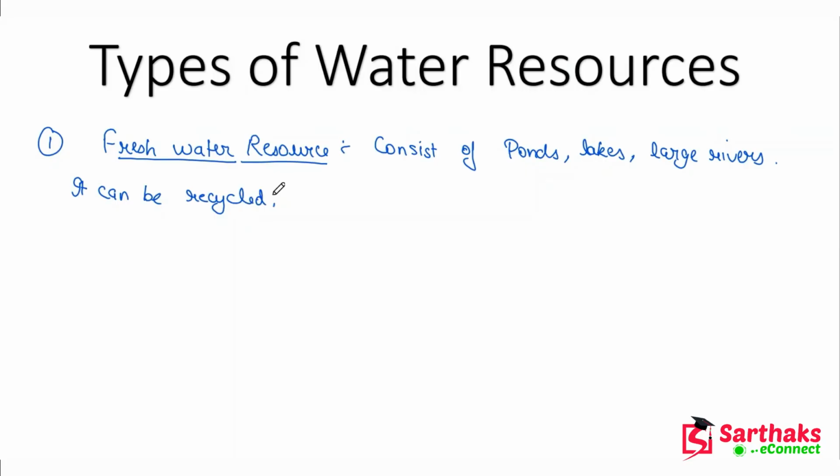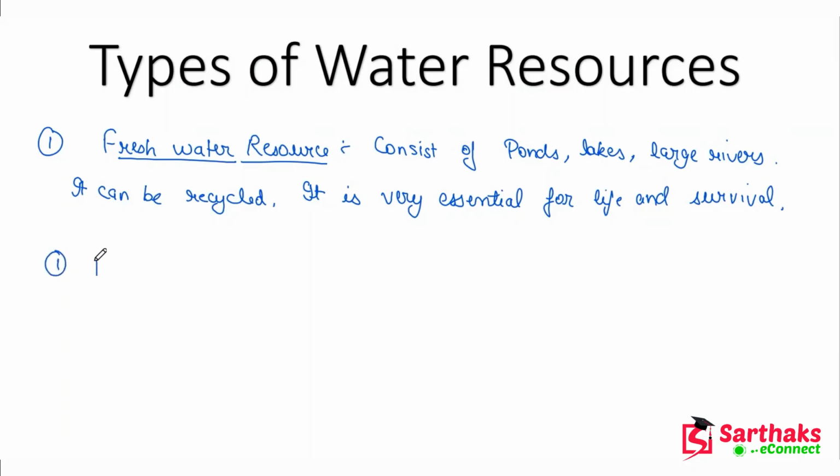It is essential for life on earth as well as for survival. Fresh water is very essential for life and survival, and it can be obtained from three natural sources. The very first is rainwater.